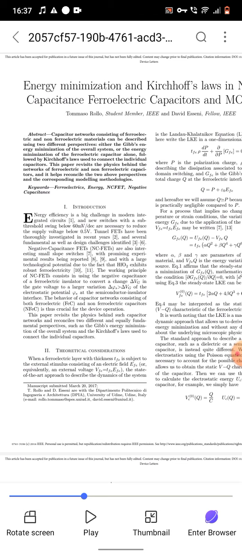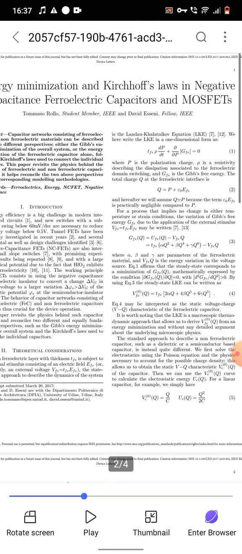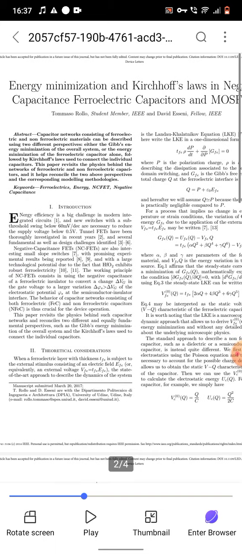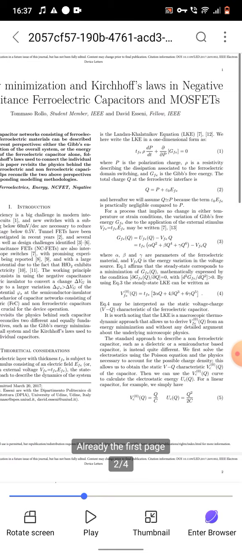Today my topic is about energy minimization and Kirchhoff law in negative capacitance ferroelectric capacitors and MOSFETs.